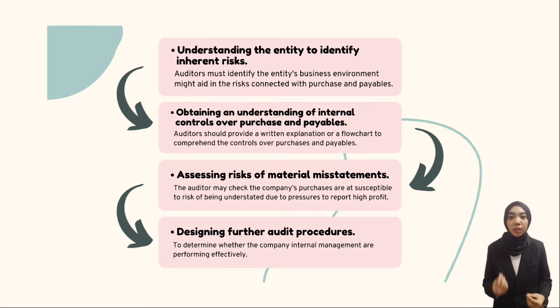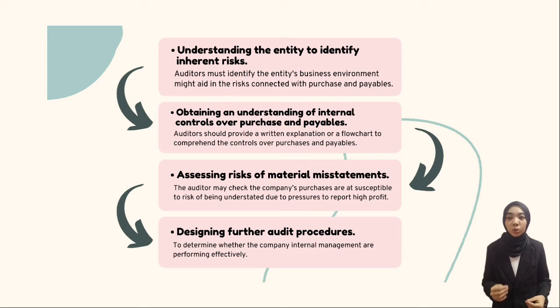So now, I will discuss the internal control and audit procedures to identify risks related to the company's purchase and payable transactions. Firstly, the auditor needs to understand the entity to identify inherent risks by identifying the entity's business environment that might lead to risks connected with purchase and payable. It is because there may be potential issues that may occur in this area, such as unrecorded purchases, to reduce their debt, to avoid disclosing a high level of working capital, and to produce a more favorable profit.